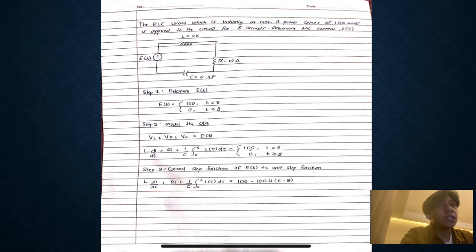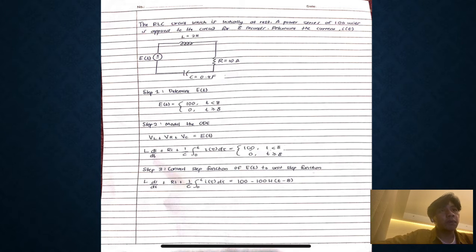I'll be presenting about the manual calculation for our circuit. Here we have the question: the RLC circuit is initially at rest. It has a power supply of 100 units and it is applied to the circuit for 8 seconds. For this question, we have to determine the current, which is I(t).